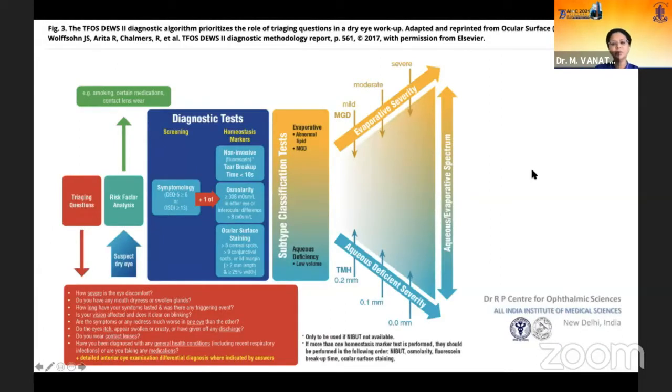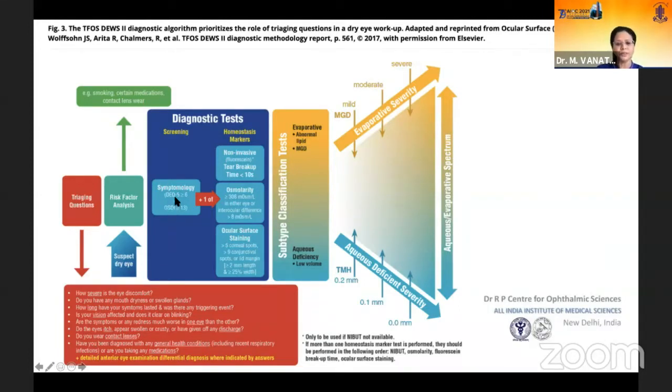But according to this DEWS II recommendation on the diagnostics methodology, following the application of triaging questions to a particular patient, which helps to identify the risk factors or the etiology responsible for the dry eye disease, and also gives you pointers to the type of dry eye disease your patient has, you then would move on to adopting the diagnostic tests, which can be screening tests or which look at the tear homeostasis. For the screening, you could use one of the two questionnaires, the OSDI or the DEQ questionnaires.